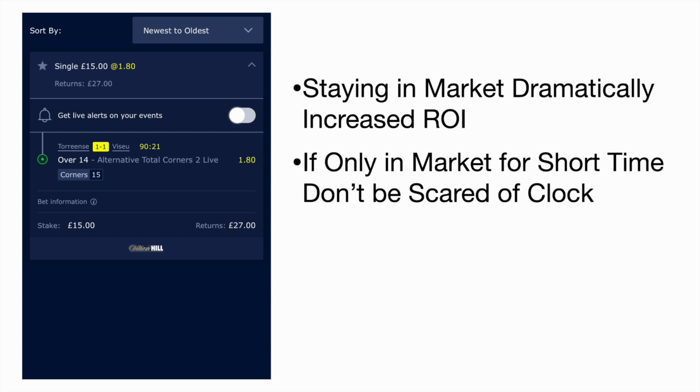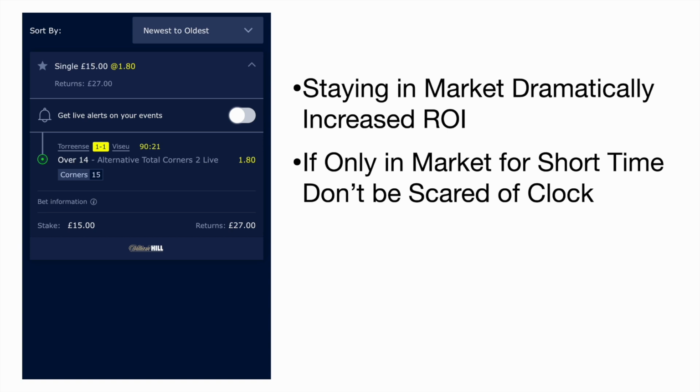And if you're only in the market for such a short time, you can't be scared of the clock. If you'd been in it since the first minute and you get into the 80th minute, then okay, you've been in the market for 80 minutes and the bet's not going your way, or it's not going as quickly as you'd like. I understand the cash out, but we'd only been in since the 68th minute. So we're looking at like 20 minutes in the market, and we already want to exit because we were a little bit scared of what's going on.